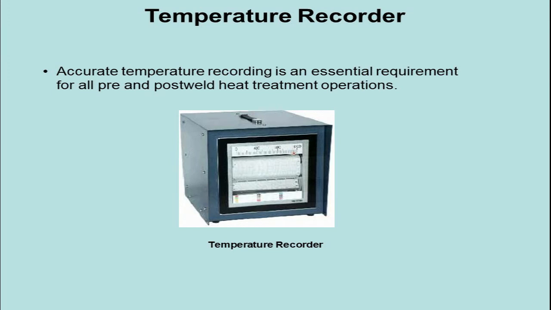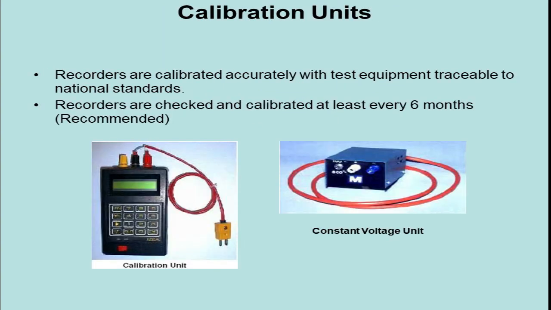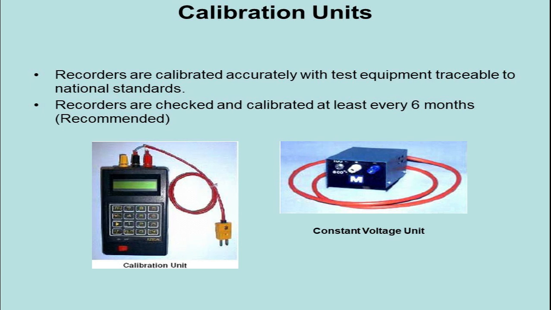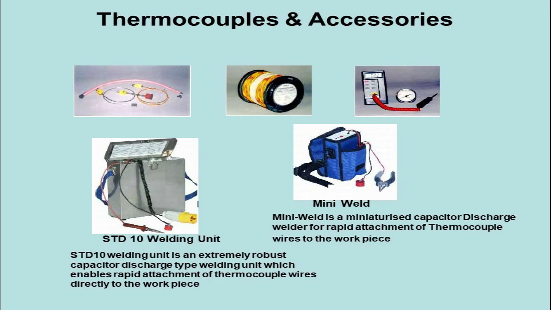Temperature recorder. Accurate temperature recording is an essential requirement for all pre- and post-weld heat treatment operations. Calibration units. Recorders are calibrated accurately with test equipment traceable to national standards. Recorders are checked and calibrated at least every 6 months, recommended. Thermocouples and accessories.